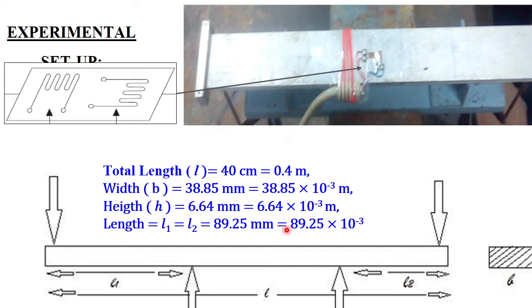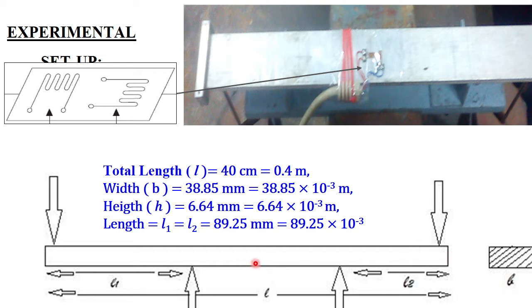And also note the other dimensions. Cross section of the specimen is rectangular. The width and height are specified here. The total length is 40 centimeter, that means 400 millimeter. And so we know what the distances are.